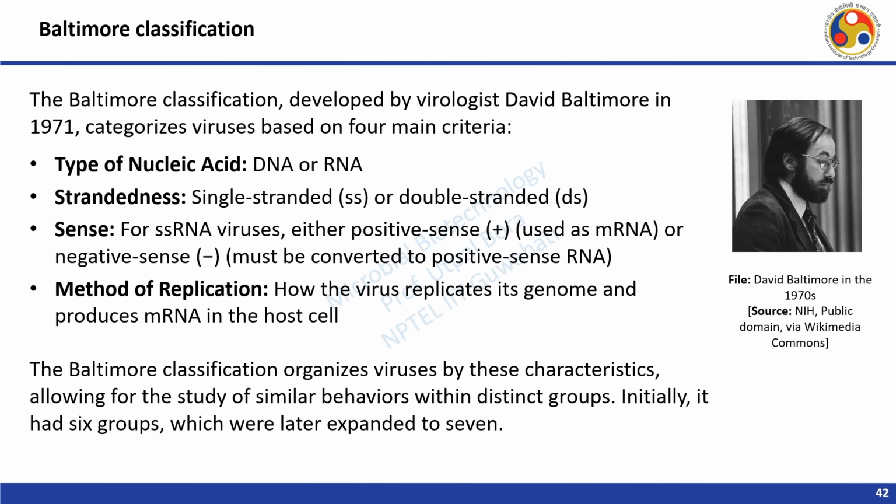When we say type of nucleic acid, we mean what type of nucleic acid this particular virus has, DNA or RNA. When we say strandedness, whether it is single stranded or double stranded. And for single stranded RNA viruses, either positive sense plus or negative sense minus must be converted to positive sense mRNA in this case. And the method of replication, how the virus replicates its genome and produces mRNA in the host cell, are the important criteria in this classification. The Baltimore classification organizes viruses by these characteristics, allowing for the study of similar behaviors within distinct groups.